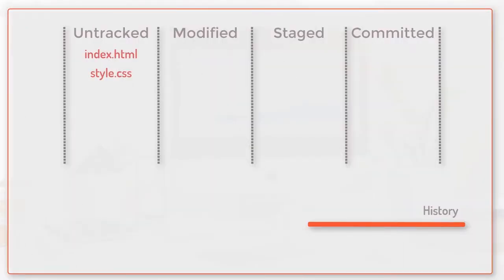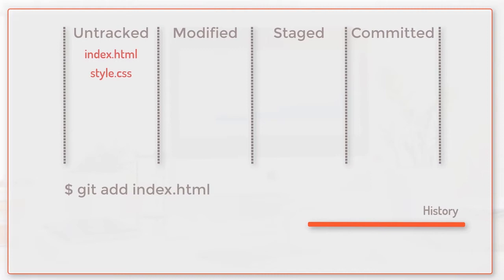If we consider our example, I mean our little project which we created in the previous lecture, files index.html and style.css are untracked files, because we did not make any snapshots yet. In order to begin tracking a new file, we use the command git add, and then we should specify the name of the file.